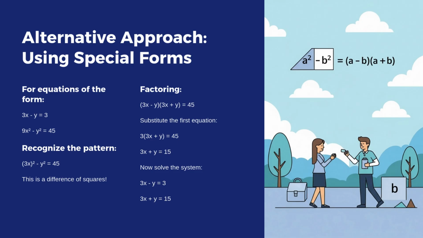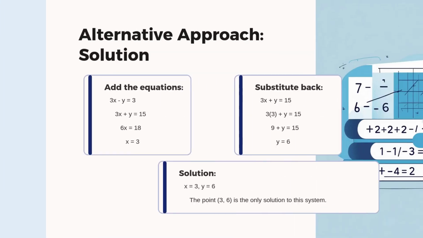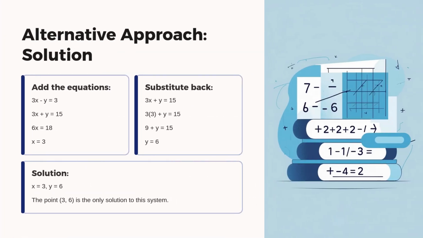Solve the new system of equations. We now have 2 simultaneous linear equations. 3x minus y equals 3. 3x plus y equals 15. These form a system that can be solved easily, since the y terms can be eliminated by addition. Alternative approach, solution. Add the 2 equations together.